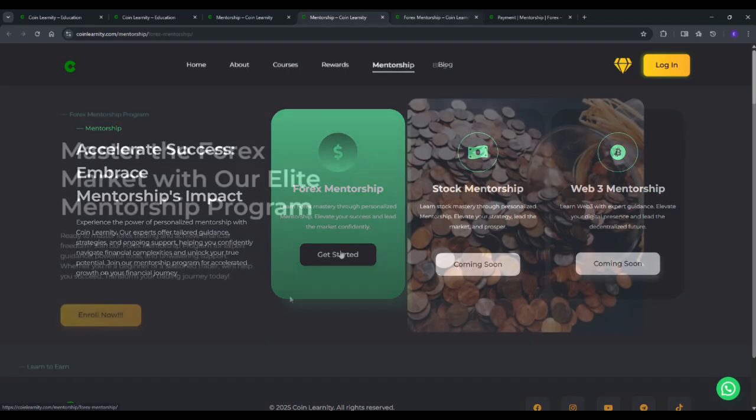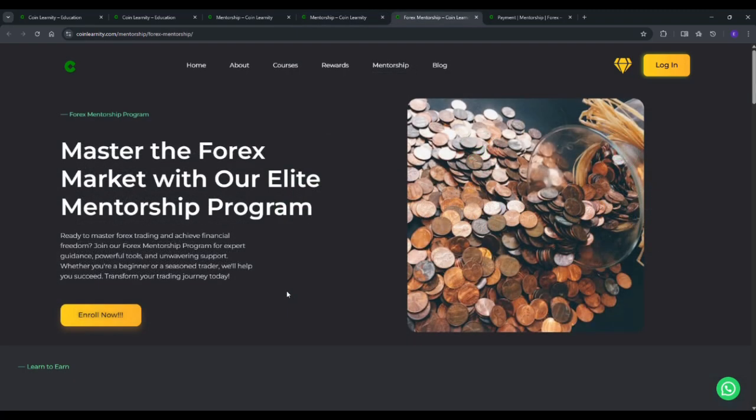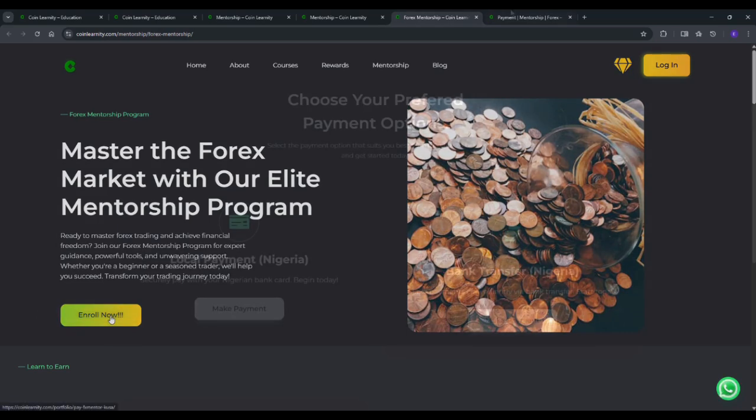After clicking on the Forex mentorship, that is after choosing your preferred mentorship on the previous page, that should bring you to this page where you see this write-up, this article. What you need to do on this page is to come over here and click on the enroll now button and give that time to load.